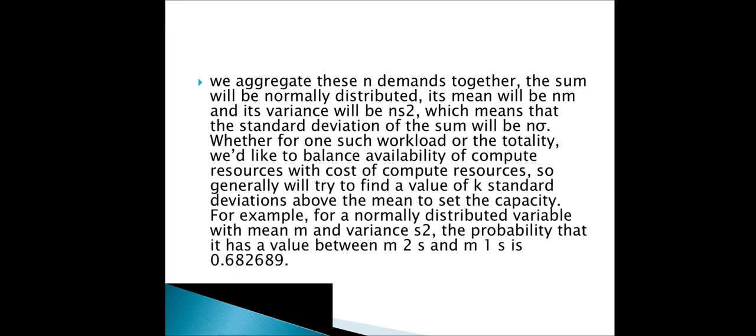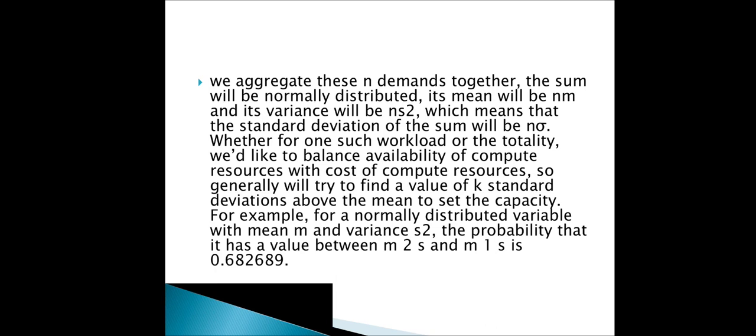We aggregate these n demands together. The sum will be normally distributed. Its mean will be n mu and its variance will be n sigma squared, which means that the standard deviation of the sum will be root n sigma, whether for one such workload or the totality. We would like to balance availability of compute resources with the cost of compute resources. So generally we try to find a value of k standard deviations above the mean to set the capacity.